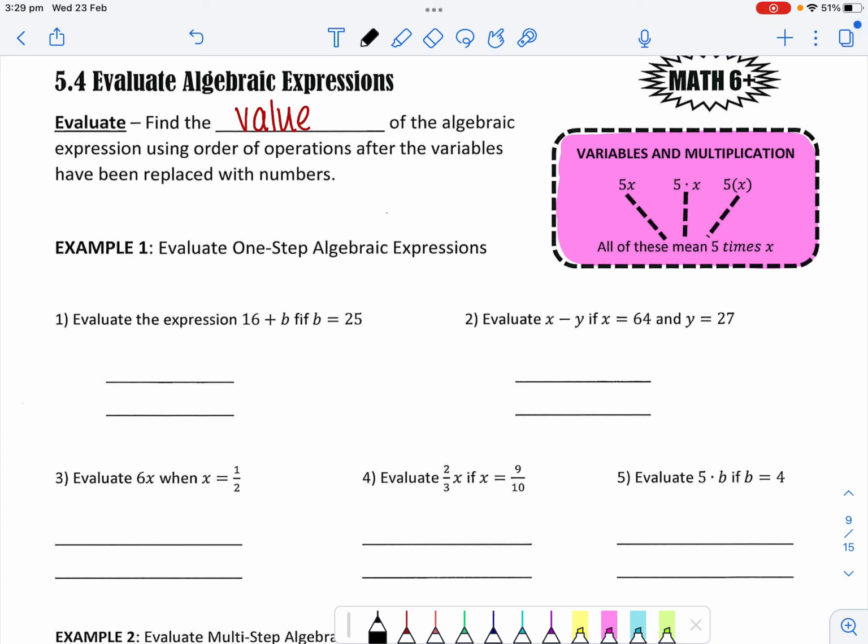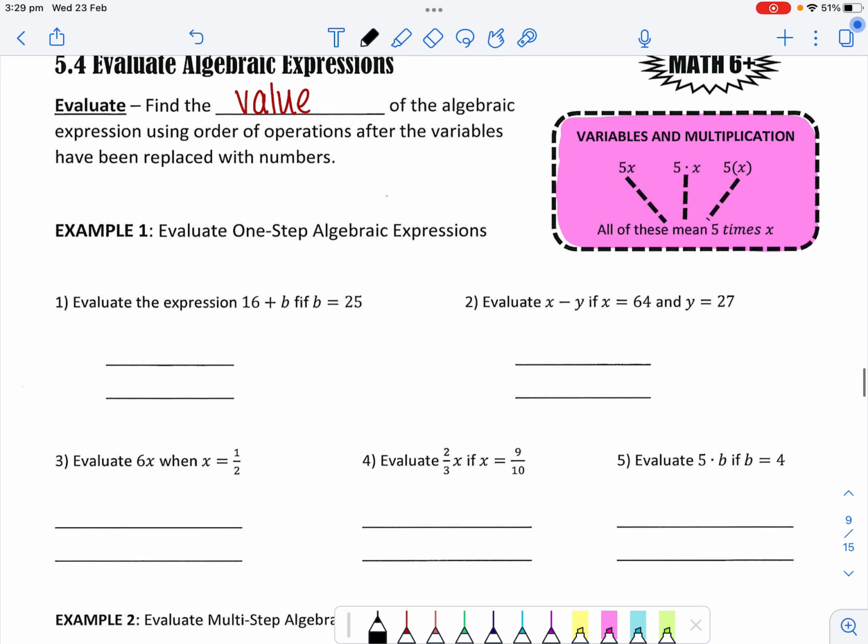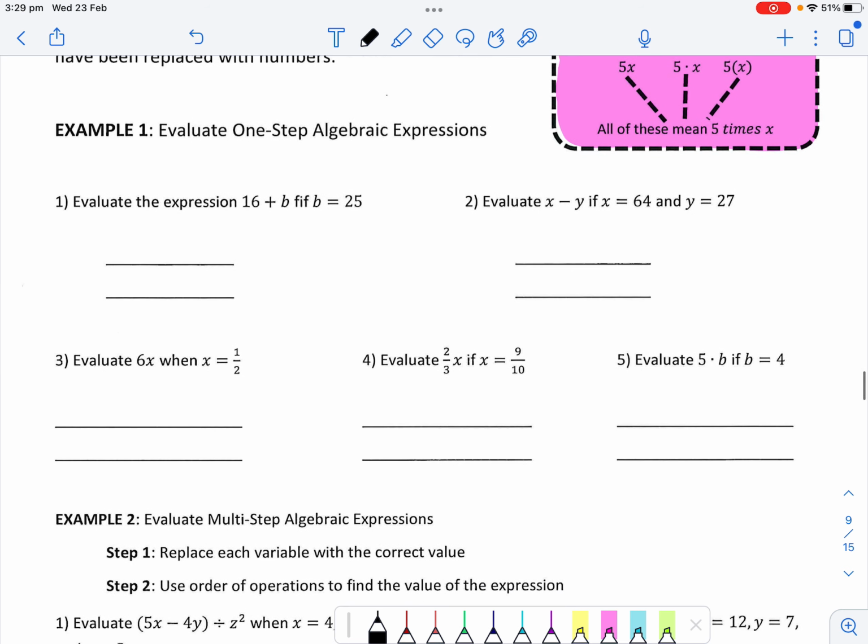So in example 1, we're evaluating one-step algebraic expressions. For one-step algebraic expressions, that means there is one number and one operation that you are completing. It could include numbers and variables, and then they're going to tell you what the value of the variable is. So for number 1, it says evaluate the expression 16 plus b if b equals 25.